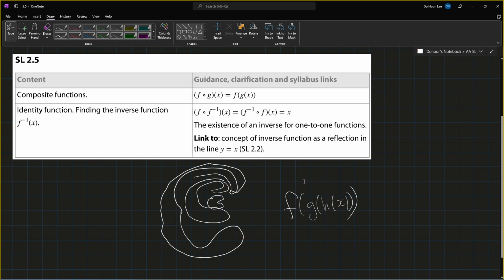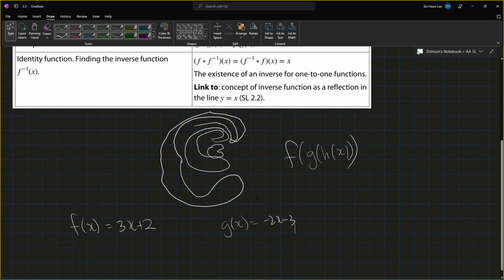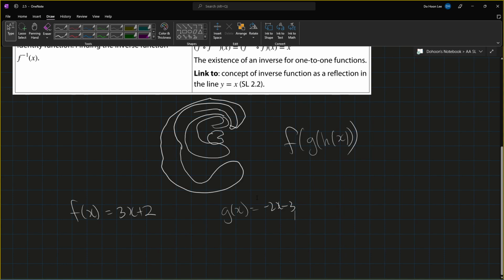Let's try out some examples. I believe this topic is much easier to understand with some easy examples to start with. Let's say we have f of x equals 3x plus 2 and g of x equals negative 2x minus 3. Okay. Then we could write f of g of x as f of negative 2x minus 3.